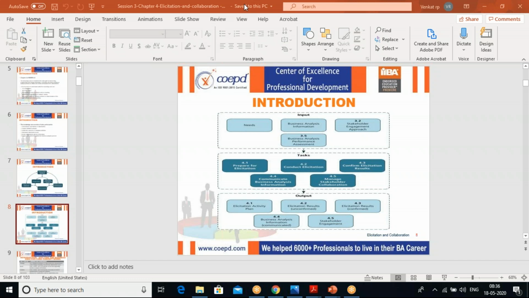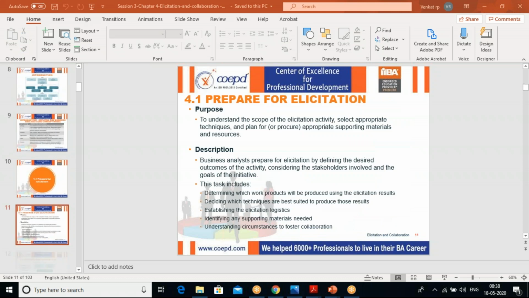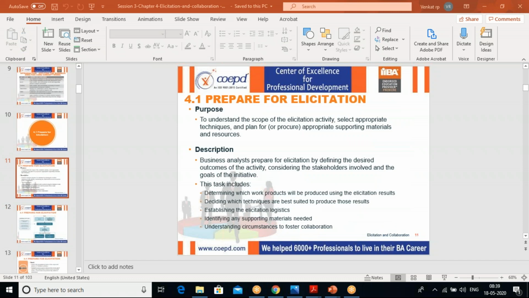Okay, and let us discuss each of these tasks now. For that we will go ahead to prepare for elicitation. What is prepare for elicitation?